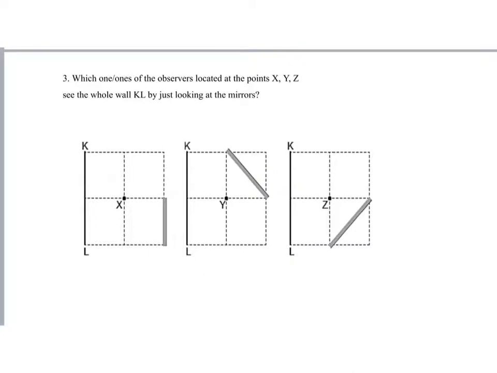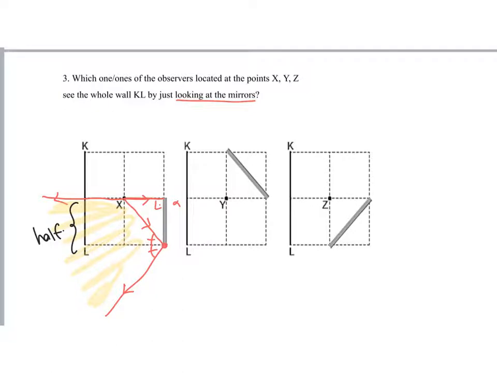Three, which one or ones of the observers located at the points X, Y, and Z see the whole wall KL by just looking at the mirrors? It is not easy to take the symmetry of X because we don't have space here, so take two rays, one to this edge, it is perpendicular, so reflected back on itself, and the second one to the other edge, and it is reflected with the same angle. So this area is where the observer can see. So you see that you only see half of the KL.